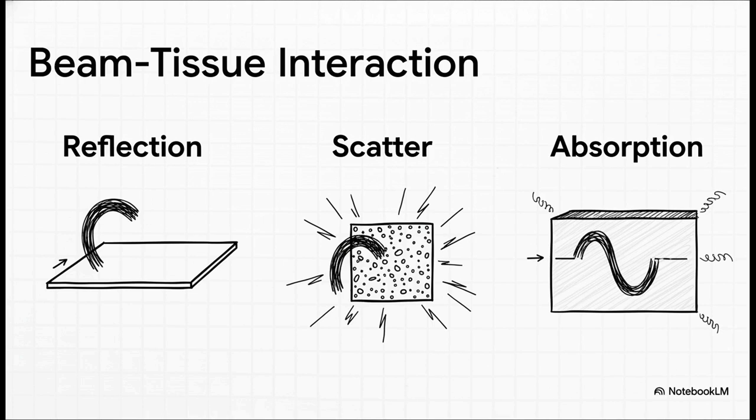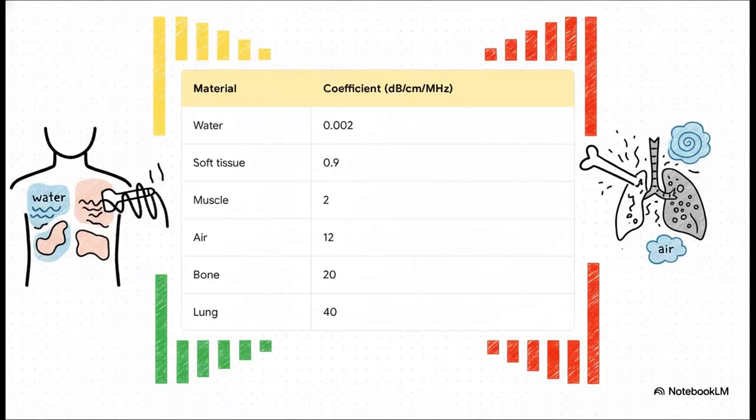And finally, there's absorption. This is where the tissue literally converts the sound energy into a tiny amount of heat. This absorption is the main reason our signal gets weaker, or attenuates, the deeper it tries to go. And this slide right here brilliantly illustrates why our job can be so challenging and why acoustic windows are everything. Just look at these numbers. Water, fat, soft tissue, the attenuation is super low. The signal passes through almost perfectly. But now look at the bottom of the table. Air has a coefficient of 12, bone is 20, and lung tissue is a whopping 40. This is precisely why we can't just image through a rib or through an air-filled lung.